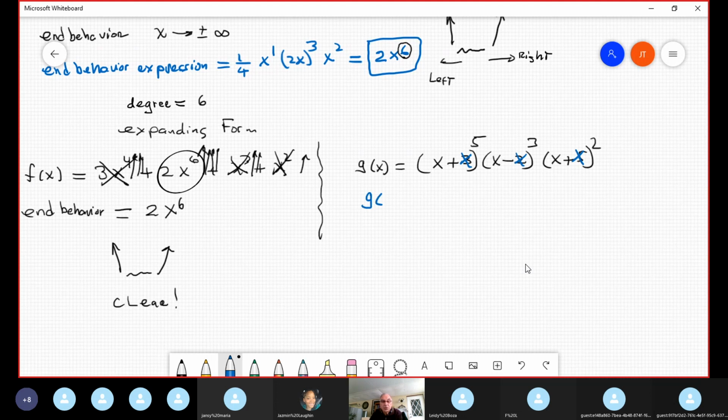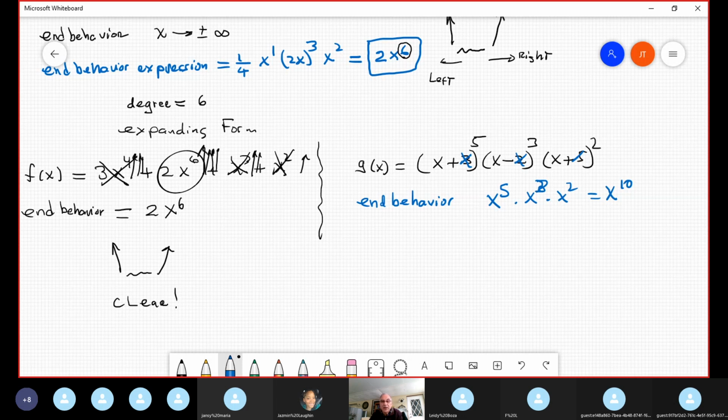My end behavior expression for g is x to the 5th power, x to the 3rd power, x to the 2nd power. So, x to the 10th power, right? Because 3 plus 2 is 5, plus 5 is 10. This is the expression for the end behavior. When you expand this, you have a long polynomial expression that contains terms of degree 10, 9, 8, 7, 6, but I don't care. I care about the dominant one. What is the dominant? The highest exponent, degree 10. Okay?